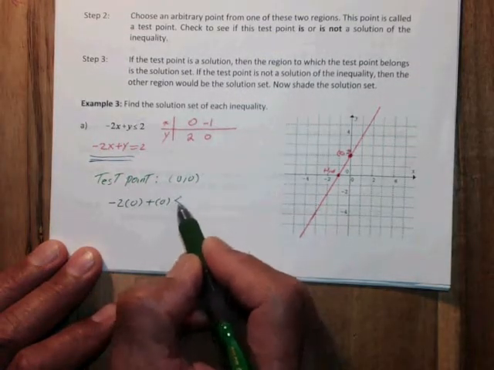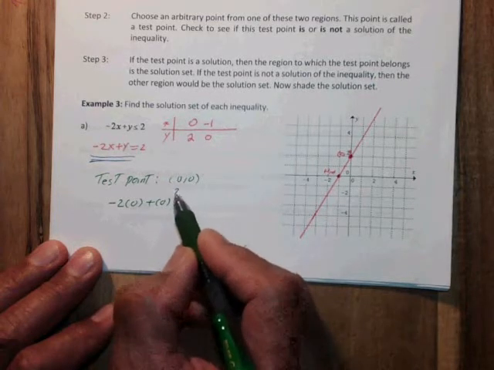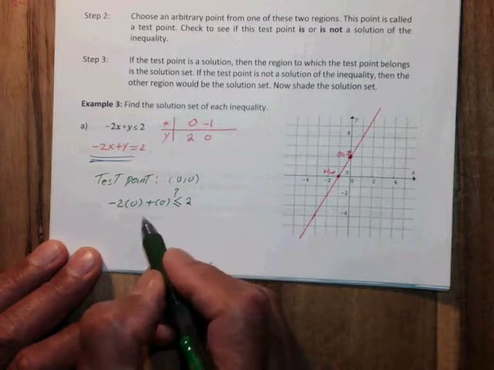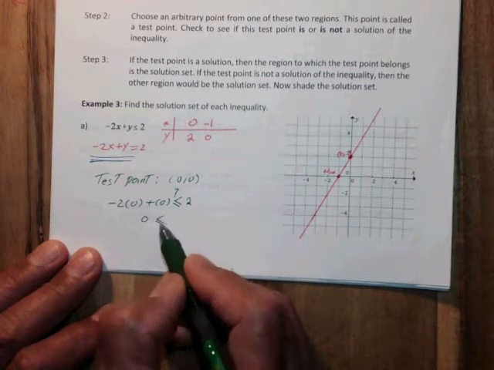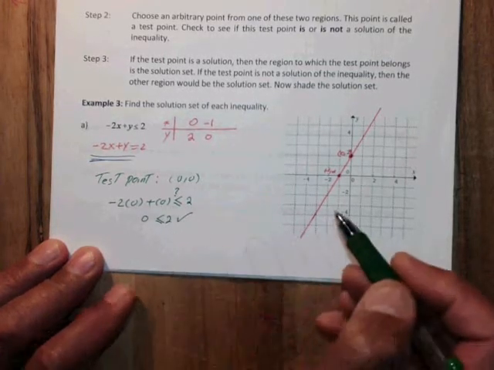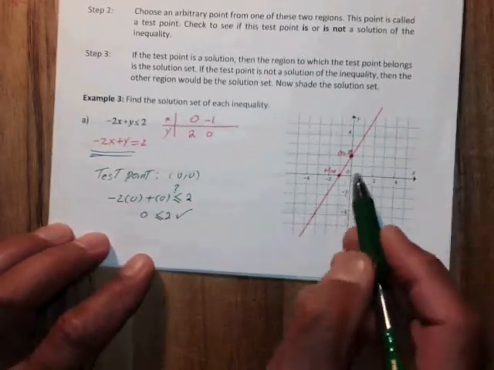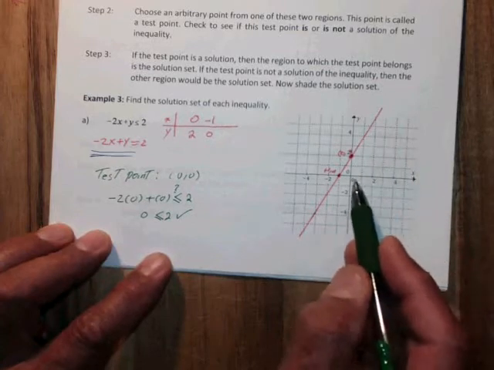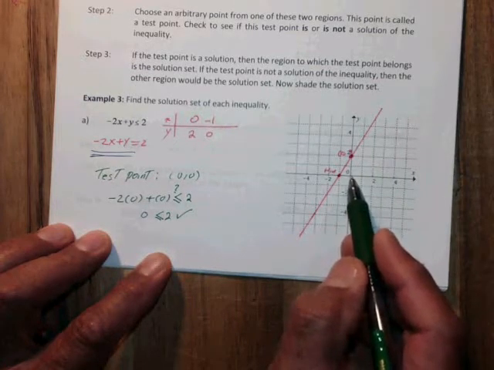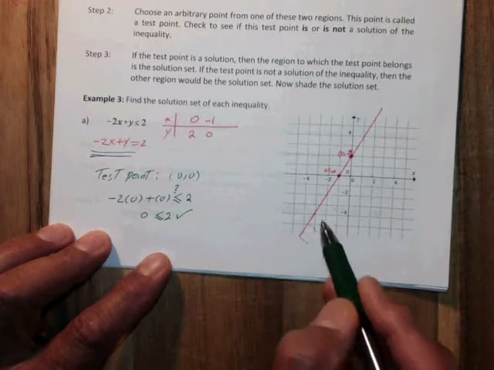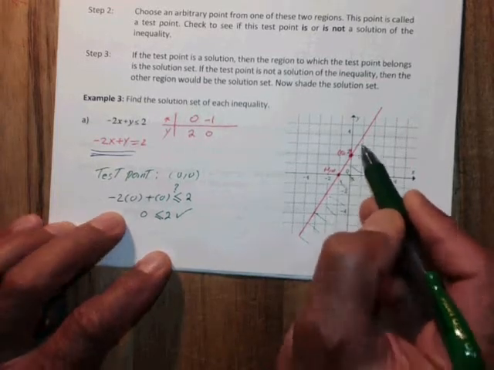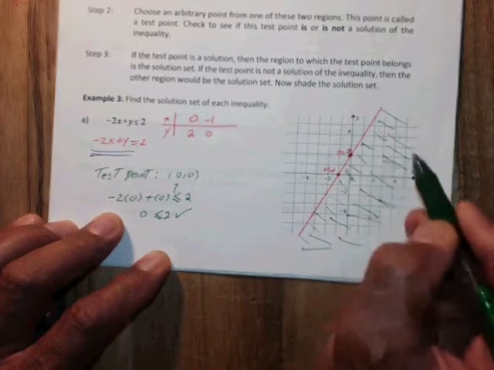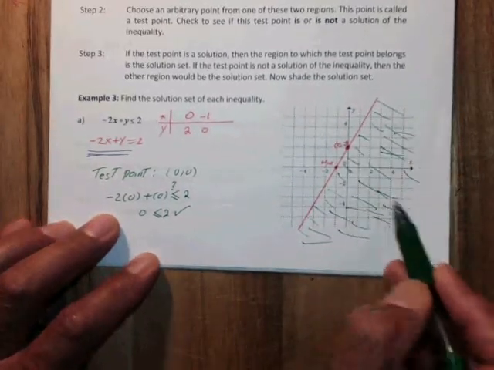Then the question is, is this less than 2? The answer is yes, because 0 is less than or equal to 2. So that means every point on this side of the line, where the point 0, 0 is, belongs to the solution. So I shade it like this. Okay, that's how you do it.